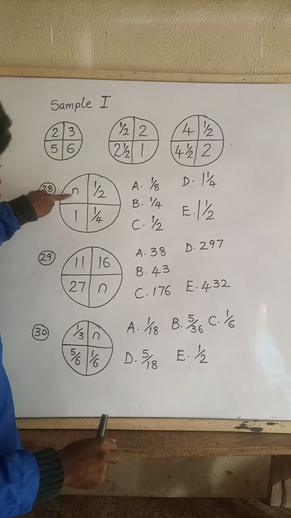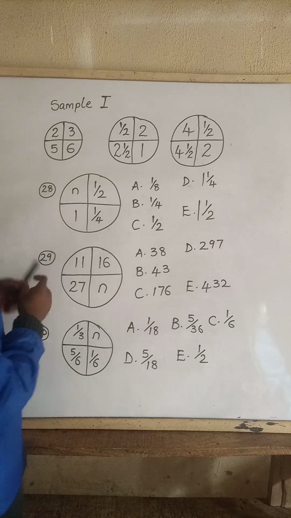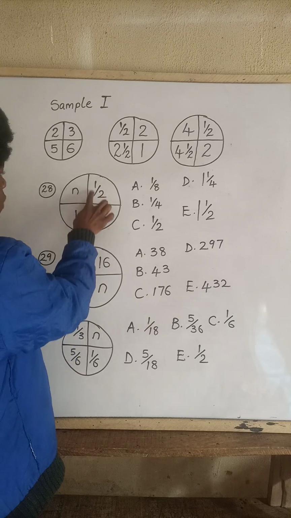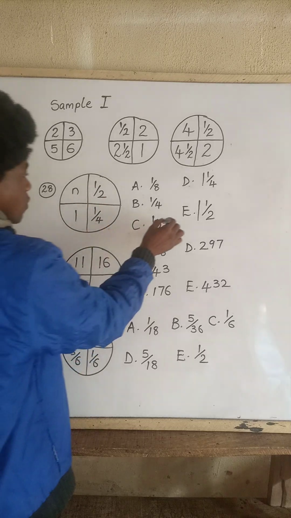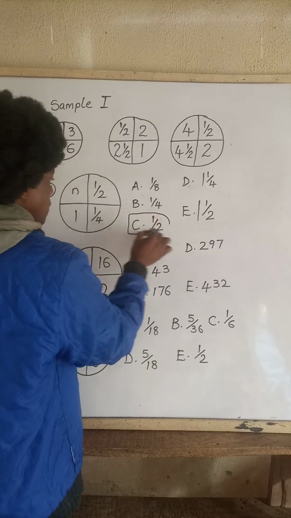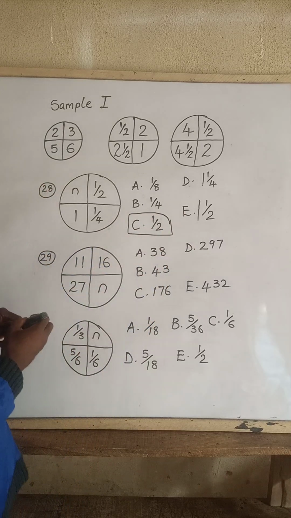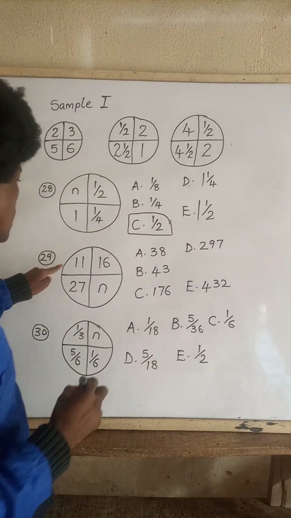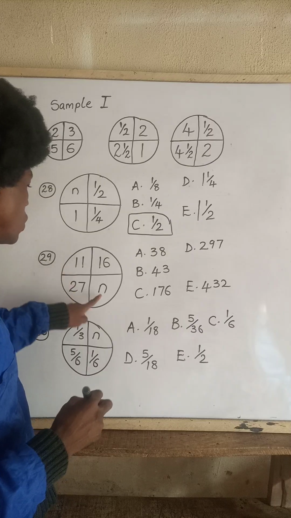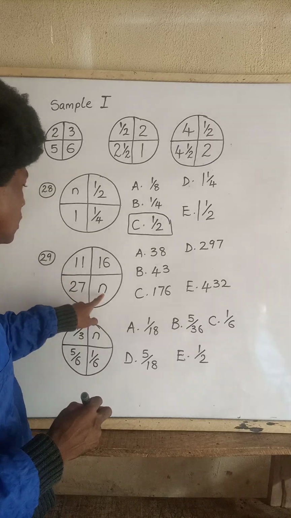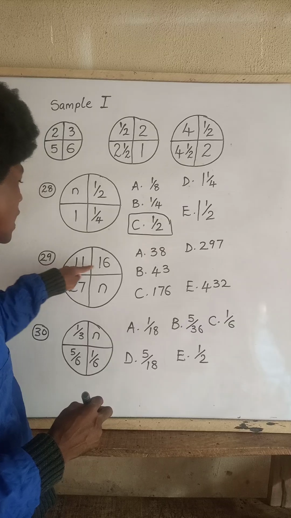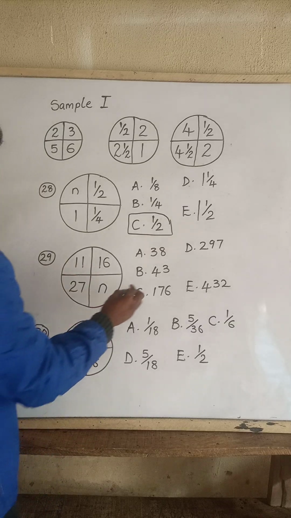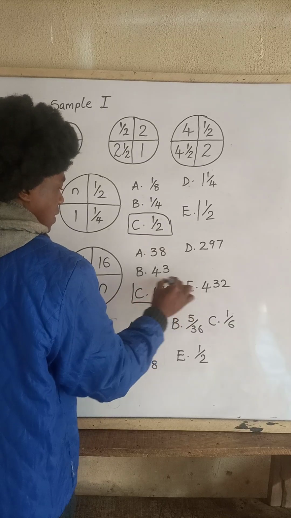This is the part that we are looking for. And what we will do now is 1 minus 1 over 2. It will give us 1 over 2, which is option C. We move to question number 29. What we are going to do, we are looking for this part. So it will be 11 times 16. It will give us 176.